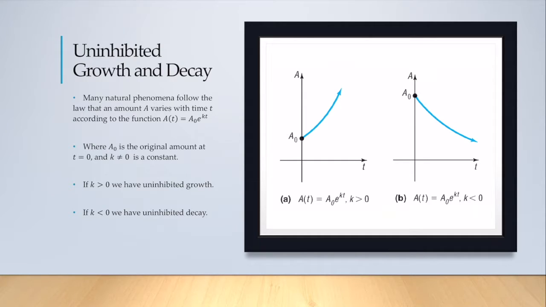The last thing we're going to talk about in Chapter 10 is uninhibited growth and decay. So many natural phenomena follow a law that an amount A varies with time t according to the function A(t) = A_0 e^(kt), where A_0 is the original amount at t = 0, k is our constant, and t is our time. If k is greater than 0, we have uninhibited growth, and if k is less than 0, we have uninhibited decay.